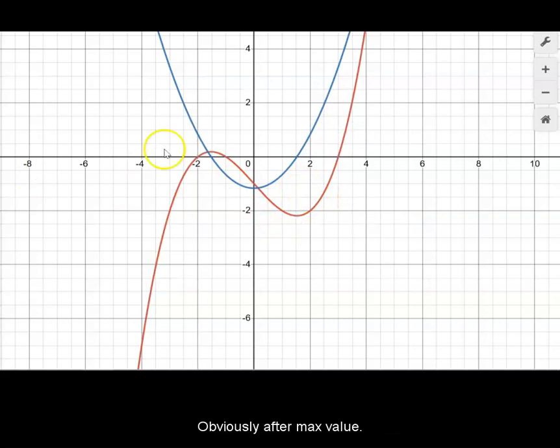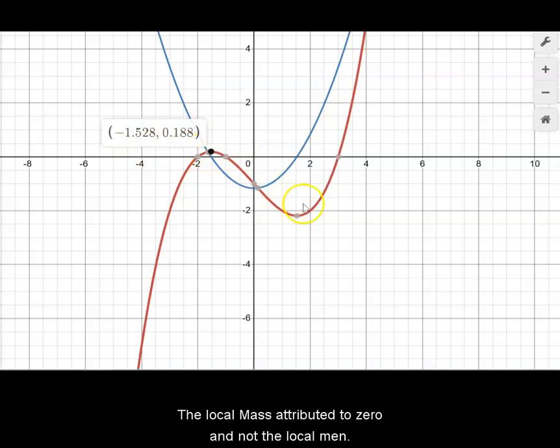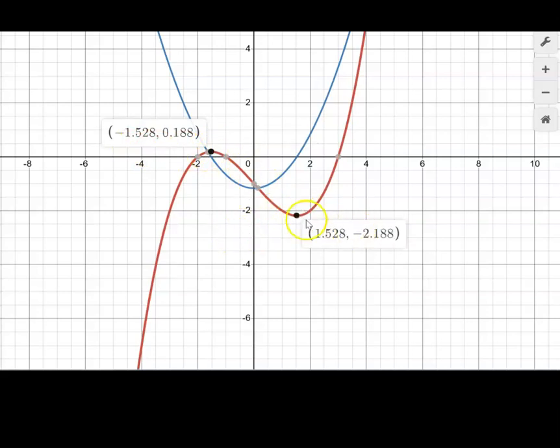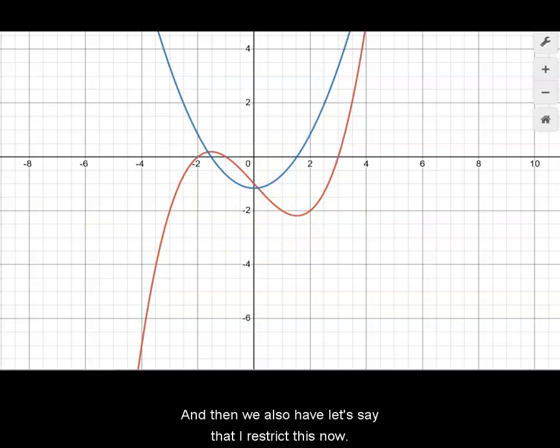Obviously, at the max value, the local max, the derivative is 0. And at the local min, the derivative is 0 as well. And then we also have, let's say that I restrict this now.